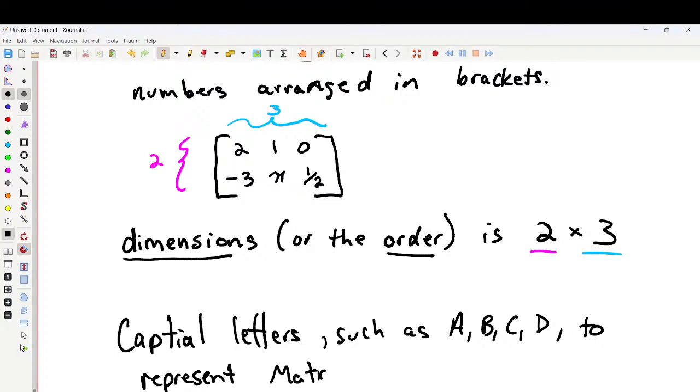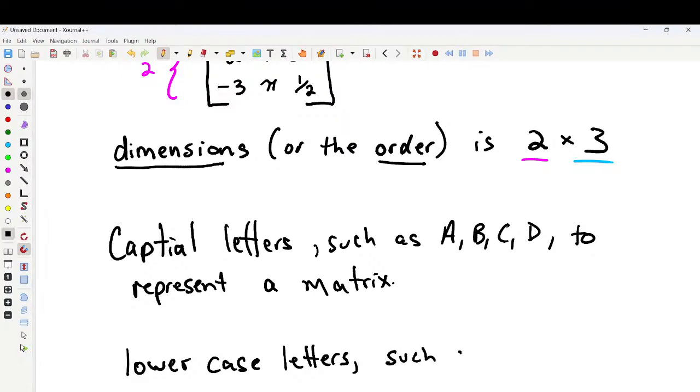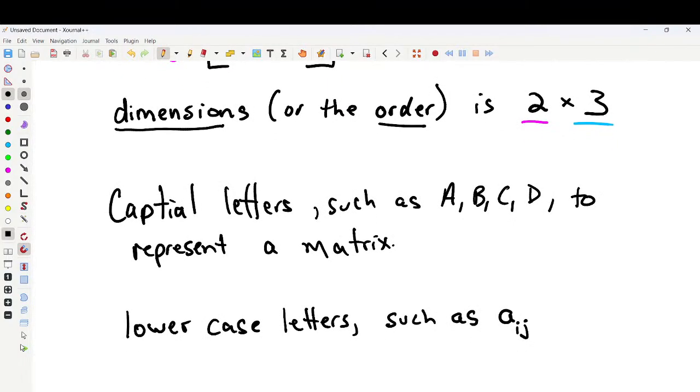Matrix. Let's try that again. Where? Oh, frick.